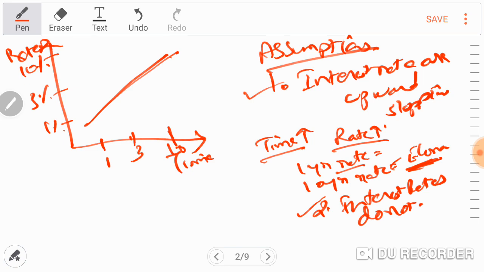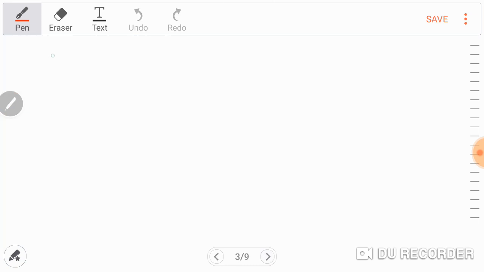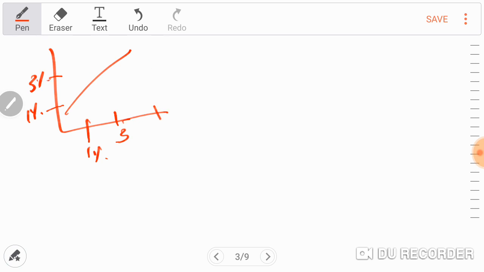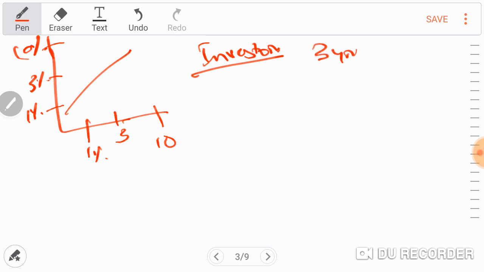Now the concept in this one is, let's draw out the rates over here. Let's say 1 is 1%, 3 is 3%, and 10 is 10%. Now the theory really is, let's say there's an investor and his time frame is 3 years. What can he do? He can go and buy, if he wants to immunize himself, which means he doesn't want to get affected by interest rates.